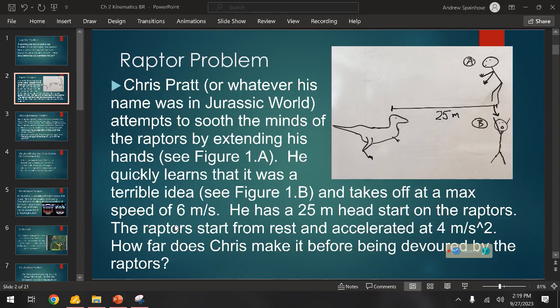So we see that Chris Pratt is running away. Most important things: Chris Pratt is running at a constant speed of 6 meters per second. We can see that by him saying max speed. And it says that he's got a 25-meter head start and that the Raptors start from rest and accelerate at 4 meters per second squared.